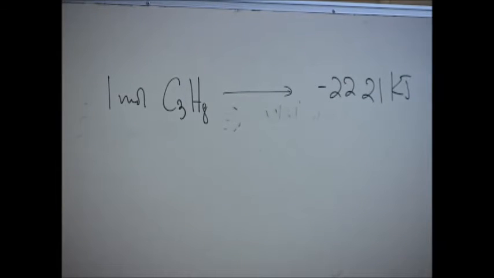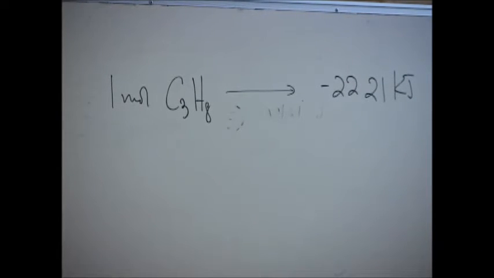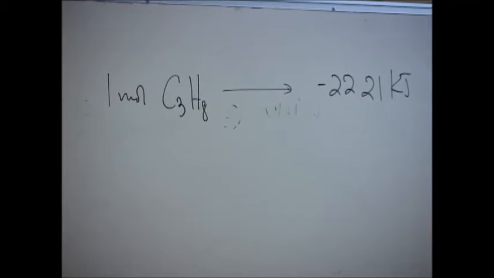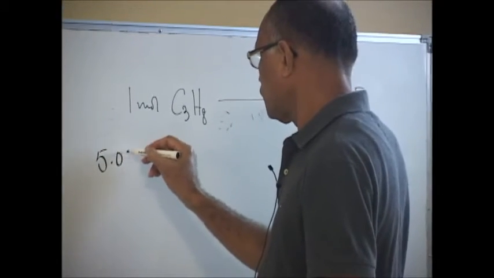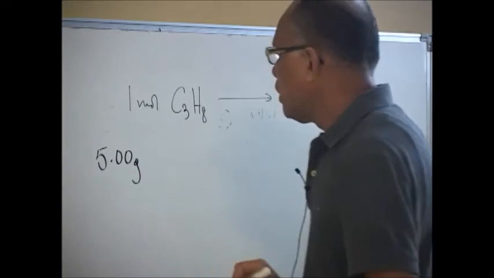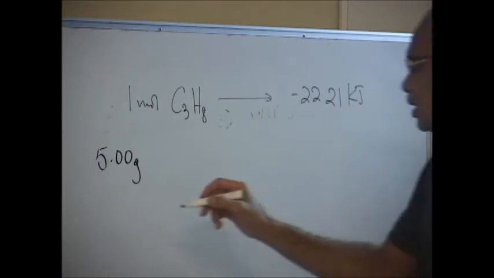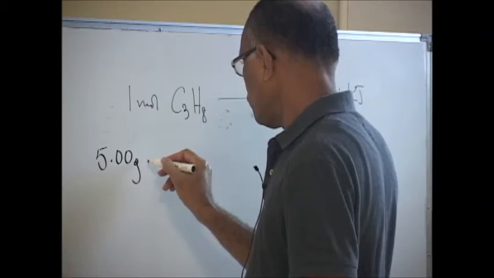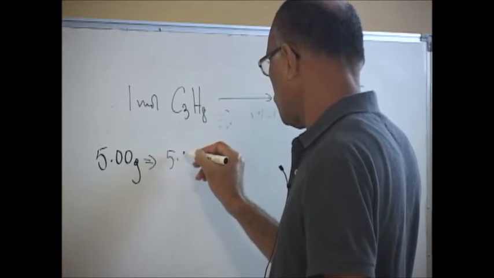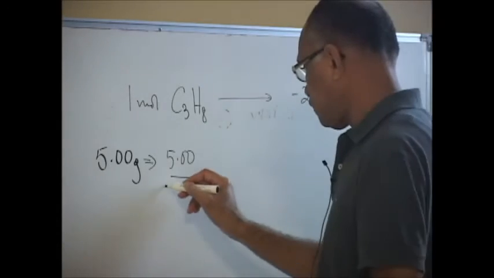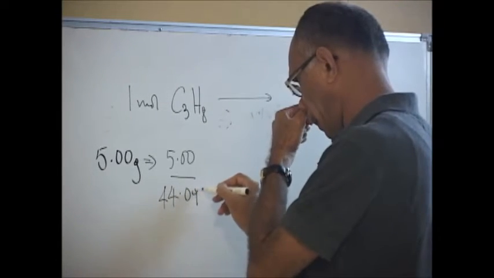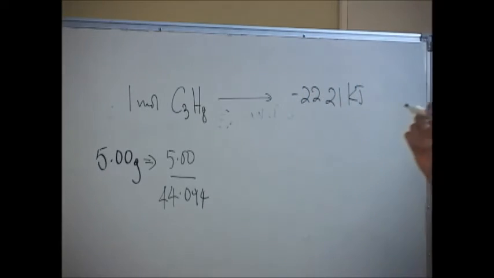So the question is asking about 5 grams of propane. So if you're given 5 grams of propane, what do you need to do? You're going to work out moles. The molar mass of propane is 44.094. That'll give you the number of moles.